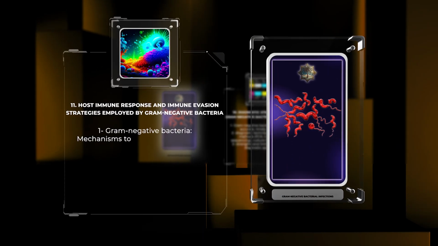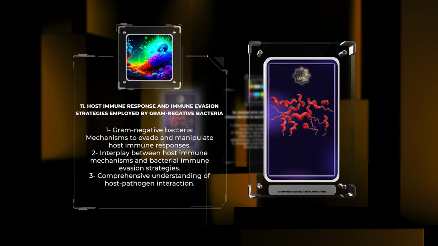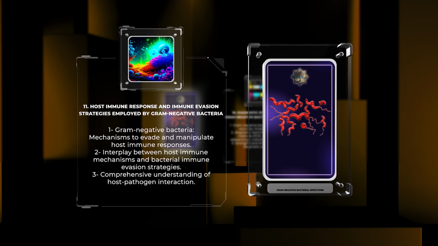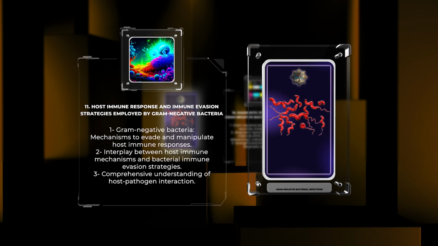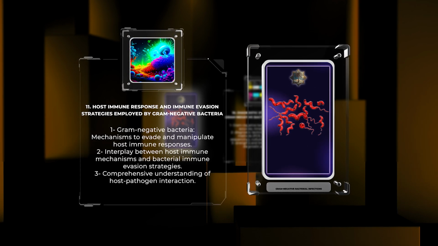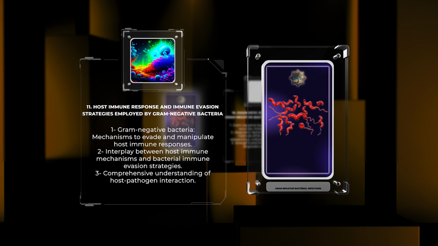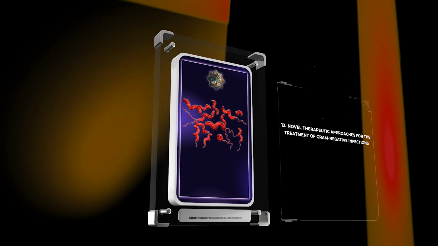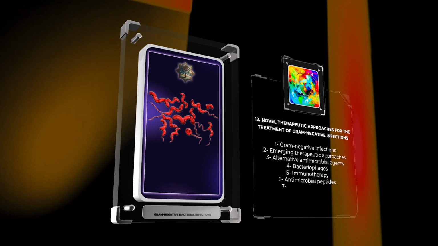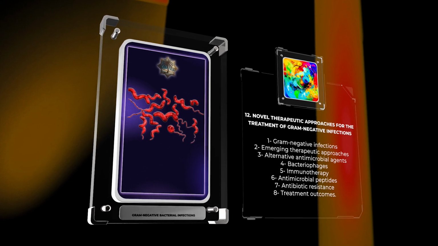Gram-negative bacteria have evolved sophisticated mechanisms to evade and manipulate host immune responses. Students will explore the interplay between host immune mechanisms and bacterial immune evasion strategies, enabling a comprehensive understanding of the host-pathogen interaction. Lastly, this topic will focus on emerging therapeutic approaches for tackling gram-negative infections.